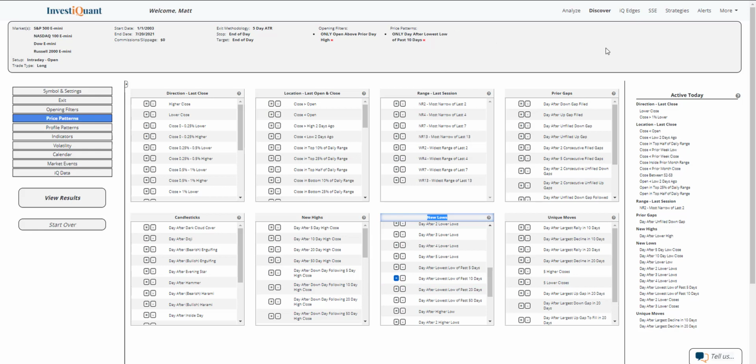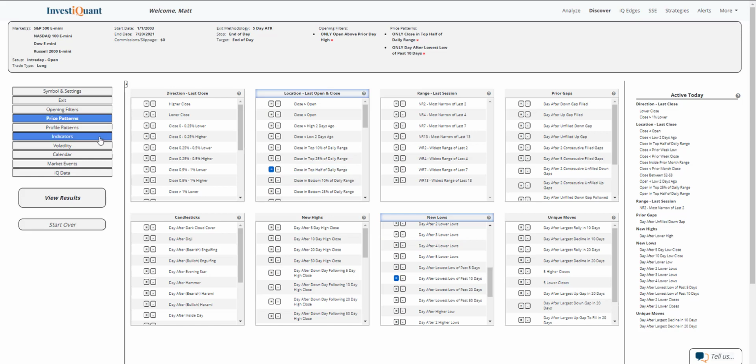And also I'm going to say that the market closed in the top half of the intraday range. So I can grab that from the active today, or I can grab that from the location of where was the last open and close. I'm going to hit equals right here. Close in top half of daily range. So I've added both of those price patterns to this test.